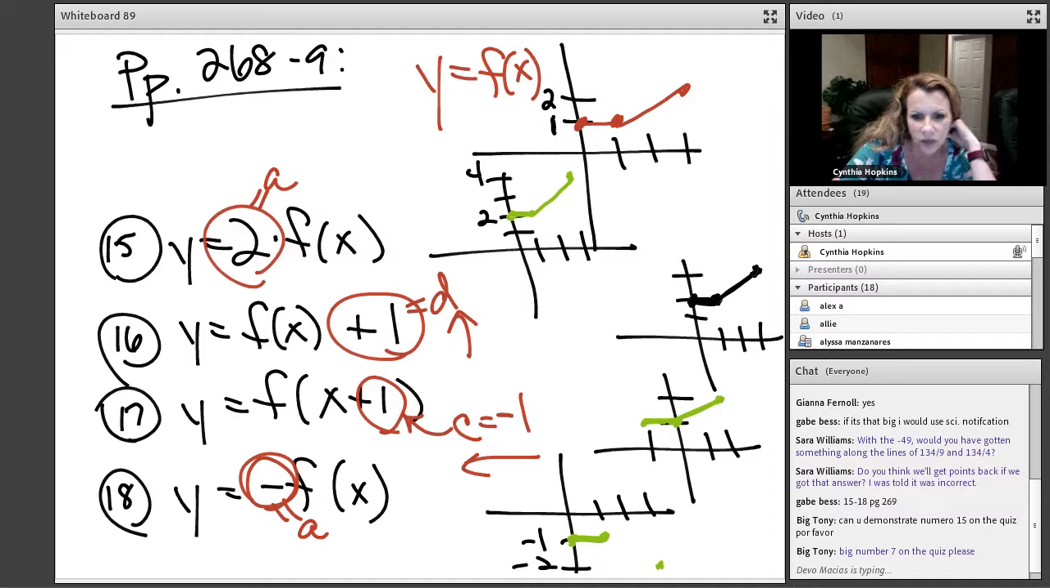And so look at this green graph. It is just the same exact thing as the red graph, but reflected over the x-axis. So what was above the x-axis is now below the x-axis. And that's your negative f of x. Okay, Gabe, that was a very good question, a 4-part question, but it showed you a positive A, a negative A, a D, and a C.